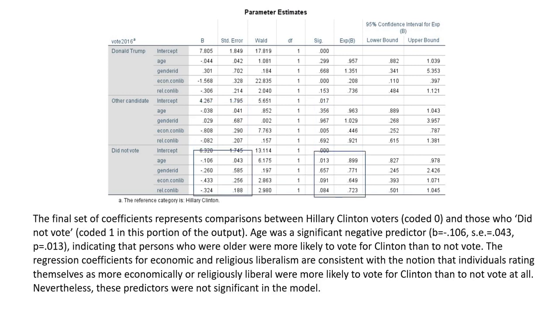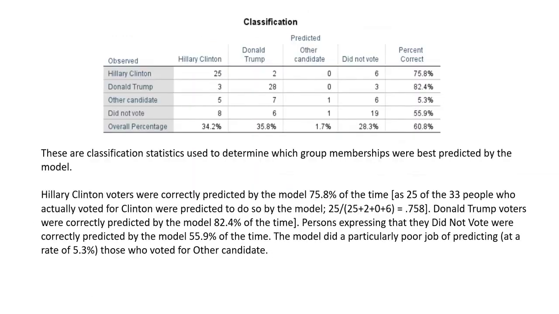The final set of coefficients represents comparisons between Hillary Clinton voters and those who did not vote. We see that age was a significant negative predictor in this portion of the model, which indicates that persons who were older were more likely to vote for Hillary Clinton than to not vote at all. The regression coefficients for economic and religious liberalism are consistent with the notion that individuals rating themselves as more economically or religiously liberal were more likely to vote for Clinton than to not vote at all. Nevertheless, these predictors were not significant in the model.